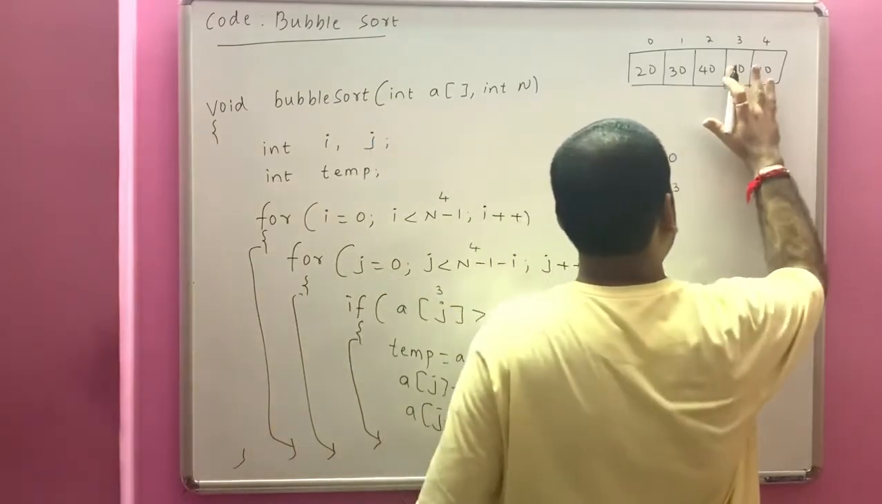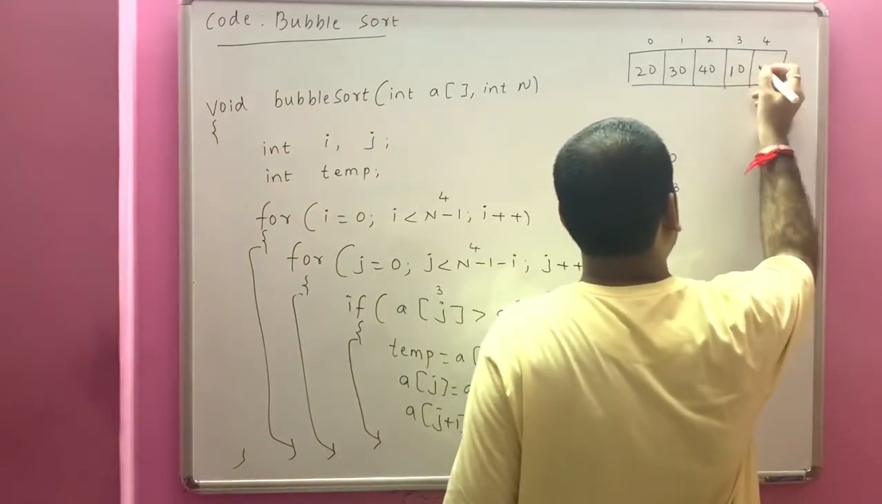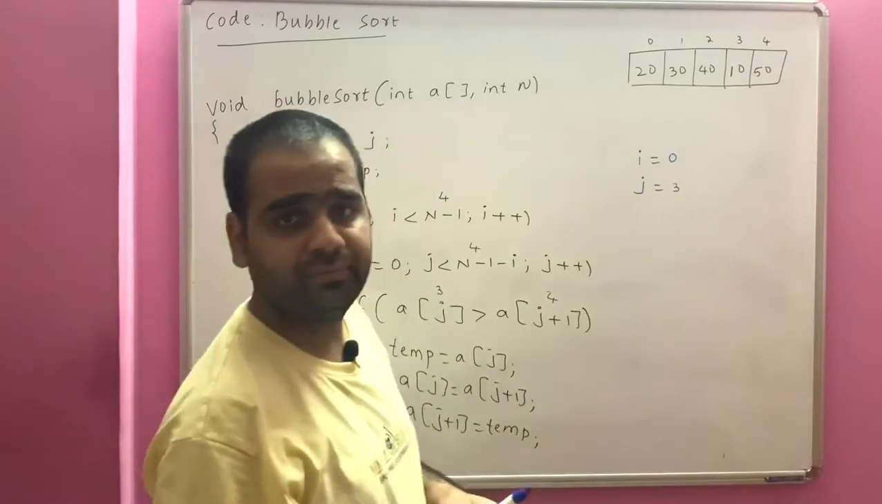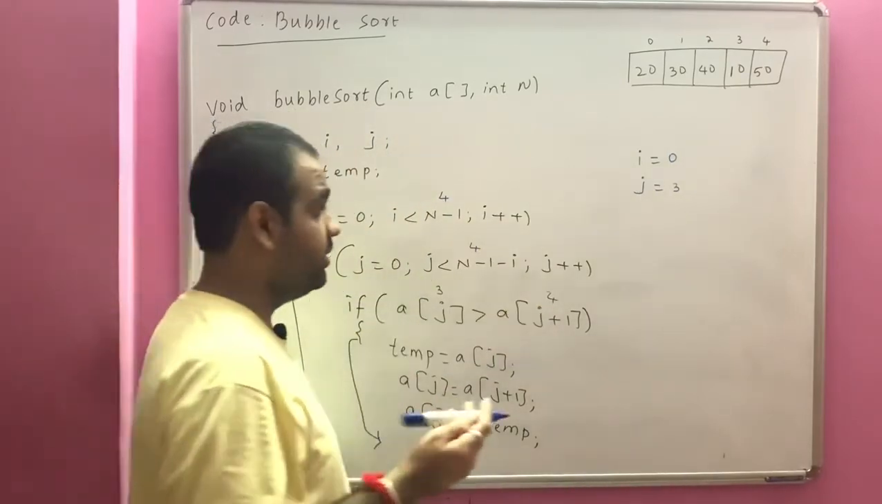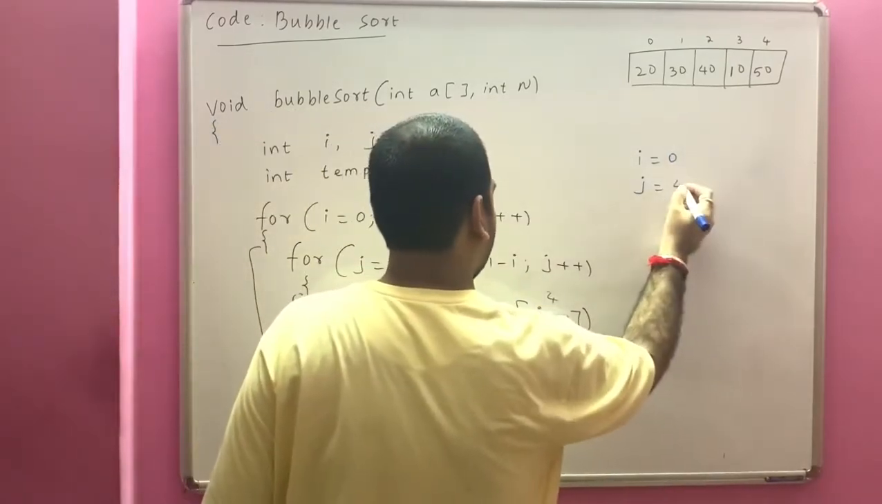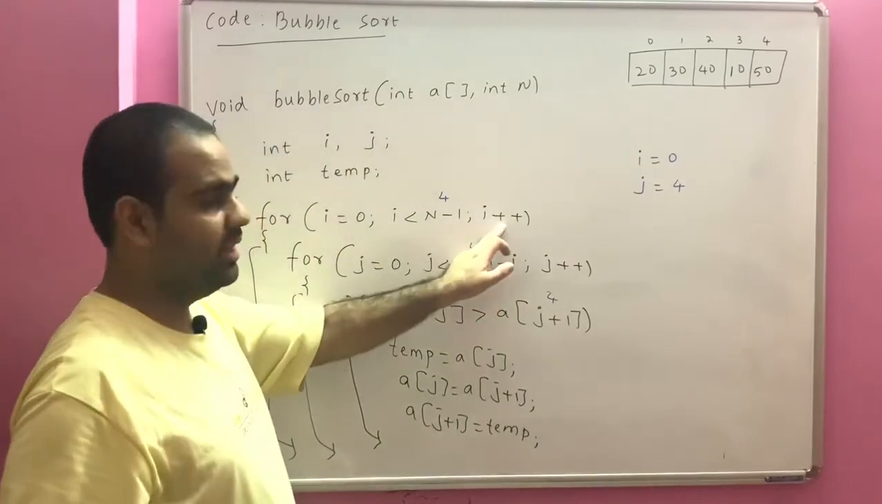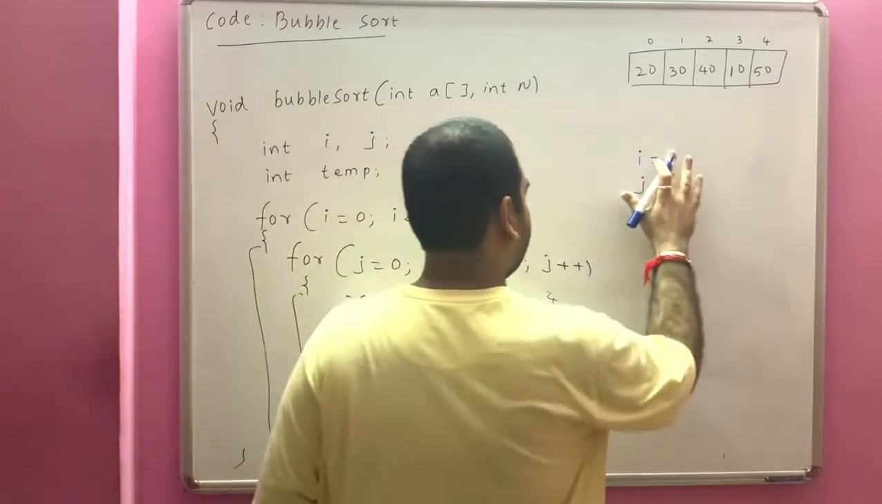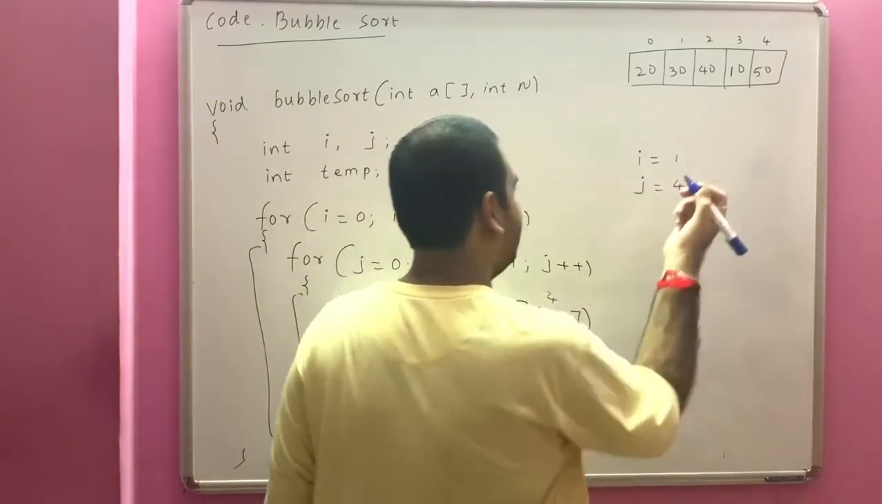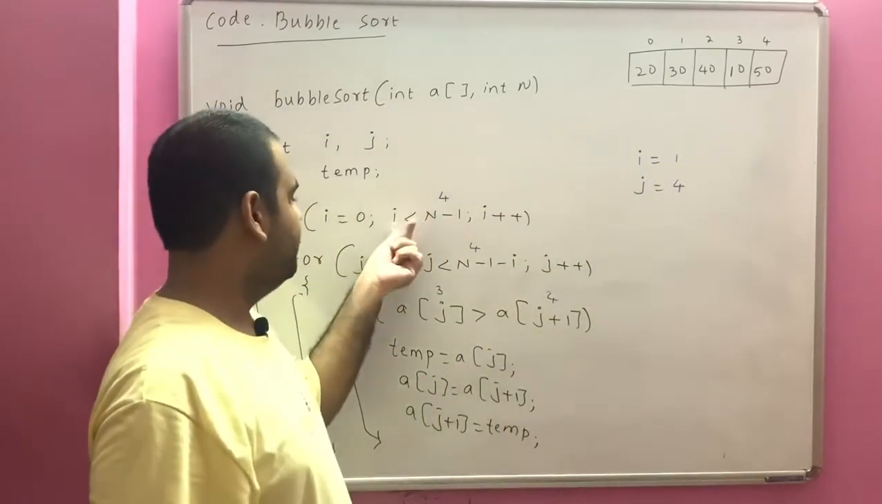You have to swap these two. 10 comes over here and 50 comes over here. Fair enough. And you say again j plus plus, the value of j becomes 4. 4 less than 4 is false. You come out of this and you say i plus plus. Now the value of i will become 1. That means one element is sorted. 1 less than 4, yes.